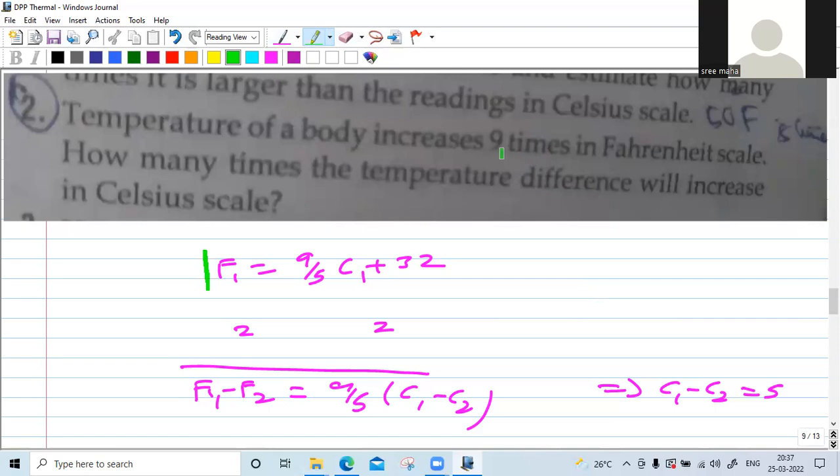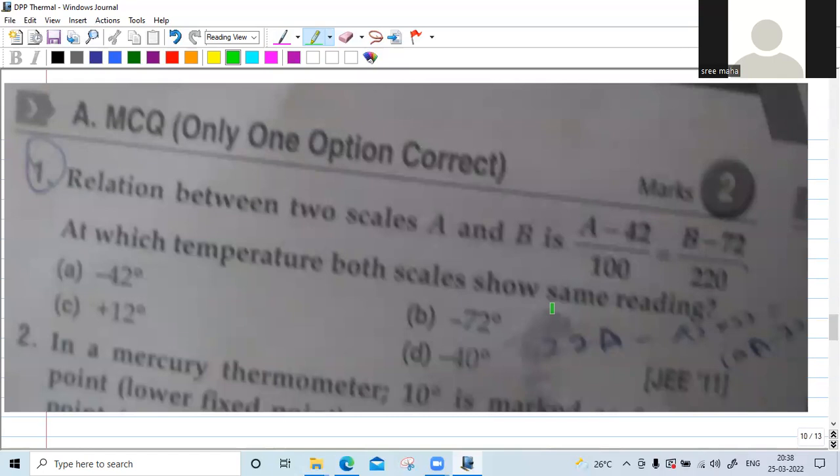Okay, the question is not clear. F2 because of what increases by 9? So that means F2 is 9 times, or you can say F1 is 9 times F2. So 9 minus 1 is 8. Okay, the question is not written properly. It's not 9 times, it's increased by 9. Yes, sir. Okay. So similarly, the increase in Celsius will be 5 degrees. Done? Yes, sir. Okay.